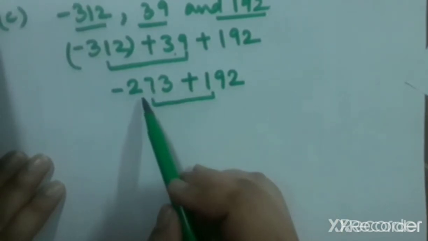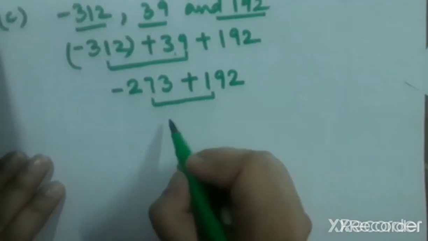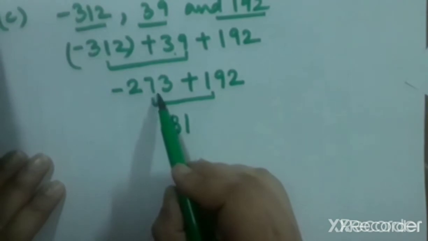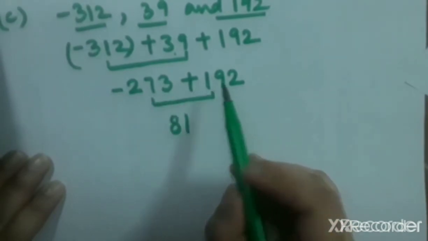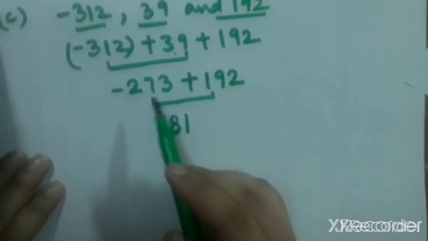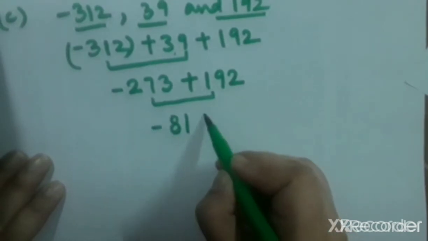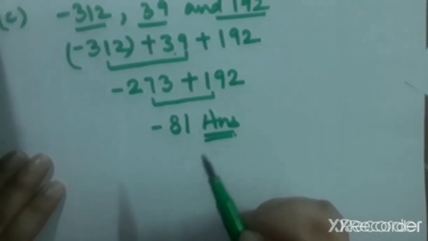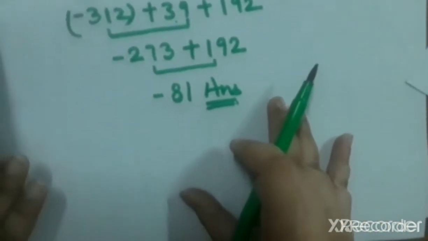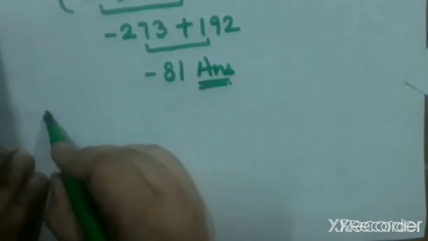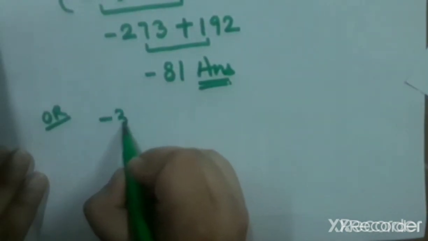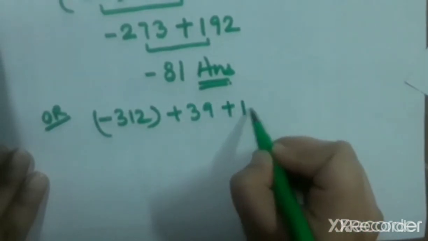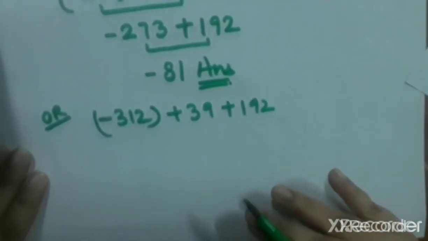So when I subtract 273 and 192, the answer is coming out to be 81. But yes, as 273 is greater in value than 192 and 273 has a negative sign in front, the answer as a whole is minus 81. Now children, you can perform this question in another way also. The second way is, if I take the positive integers first and then do the operation, then also the answer will be the same. Let us see how.